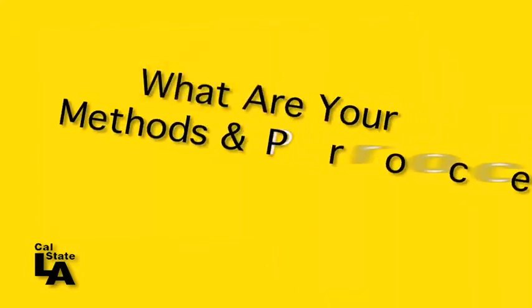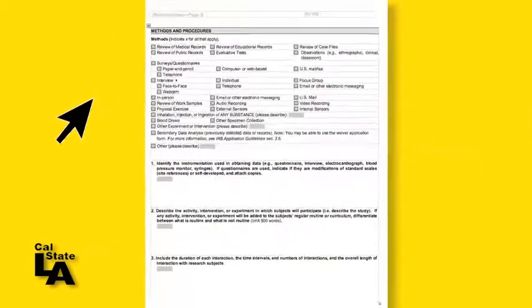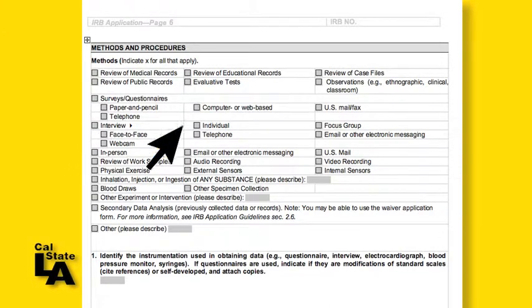First, you must indicate the methods you will use. For example, surveys, interviews, focus groups, review of records, blood draws, physical exercise, secondary data analysis.